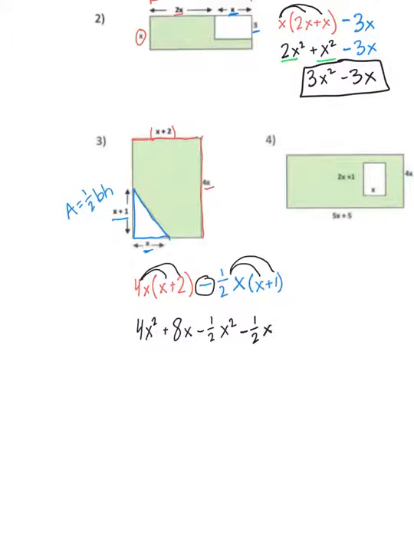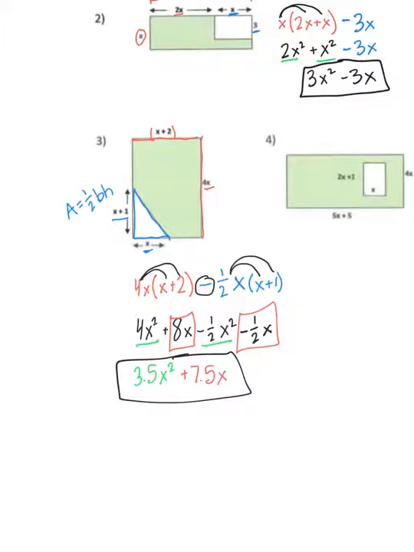Now I'm ready to combine like terms, so I've got an x squared term here and here. 4x squared minus 1/2 x squared. If I type that into my calculator, 4 minus 1/2, I'm going to get 3.5 x squared. And then I can combine my x terms. That'd be 8x minus 1/2 x, which gives me plus 7.5x. And that is my final answer. I can't combine anything else.